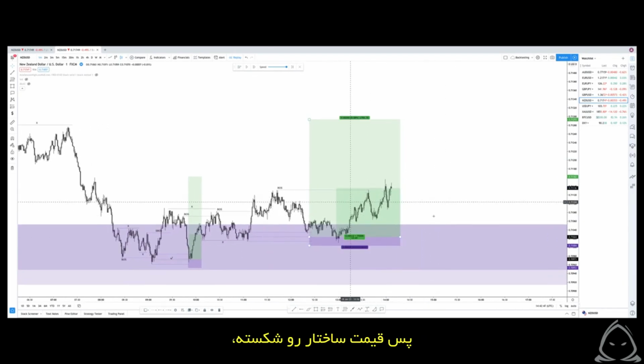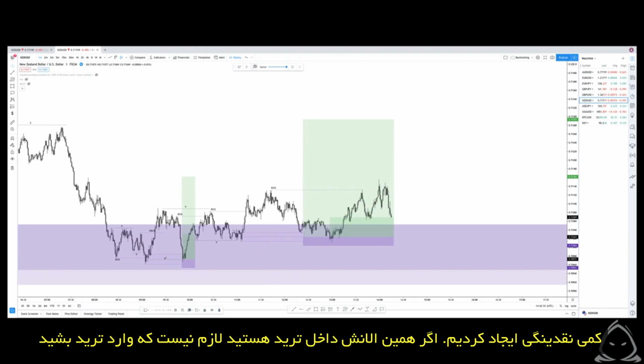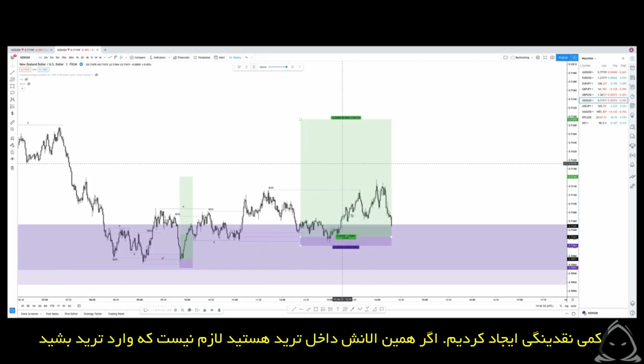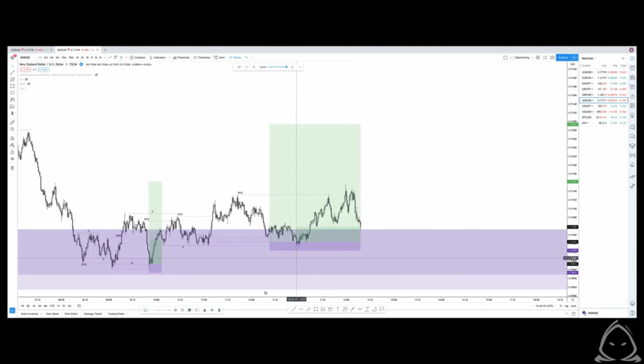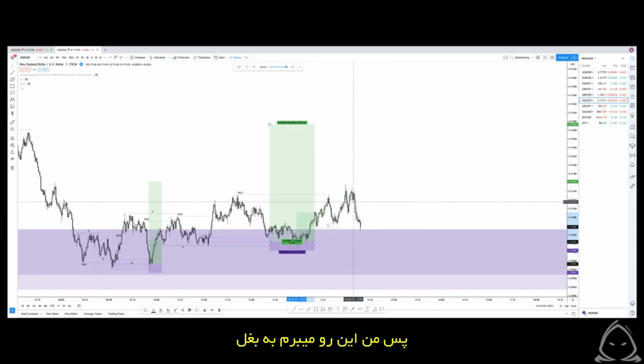So price has broken structure. We've dropped some liquidity. If you're already in it and you don't scale in, then that's fine. You don't have to scale in. It's just showing you what you can do and how important patience is. So I'm just going to move this out of the way.